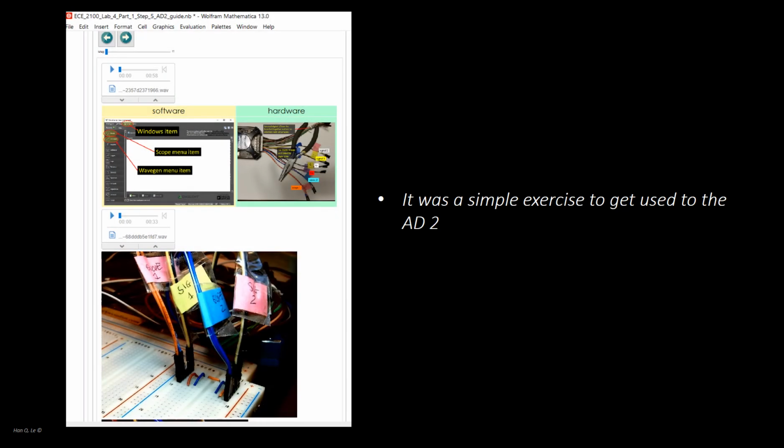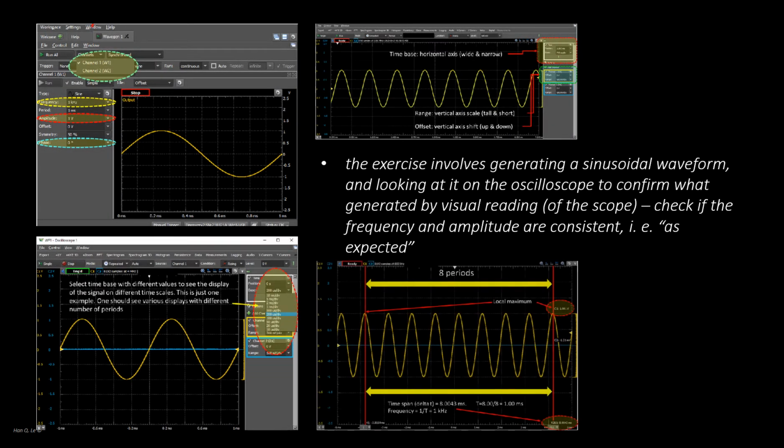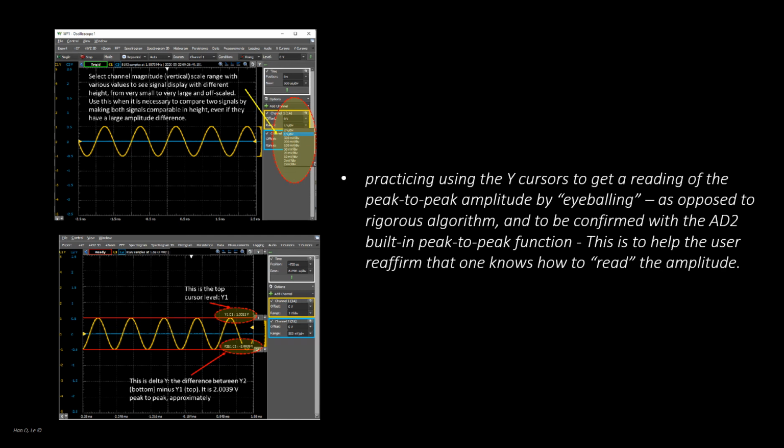This is an app to guide one through exercises to use the AD2. It involves learning to control the signal generators and the scope cursors to get measurement readings. The exercise involves choosing the scope vertical scale, using the horizontal cursor to estimate a signal peak-to-peak amplitude, then checking with the built-in peak-to-peak function.